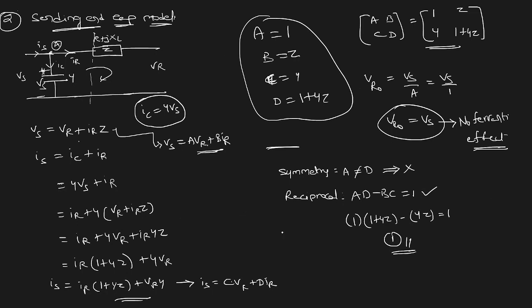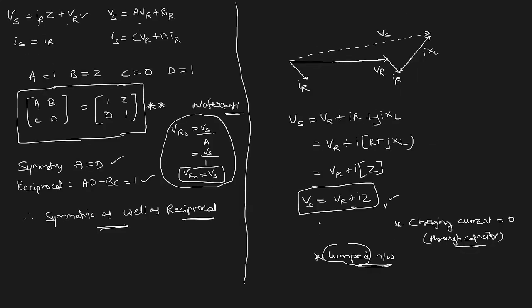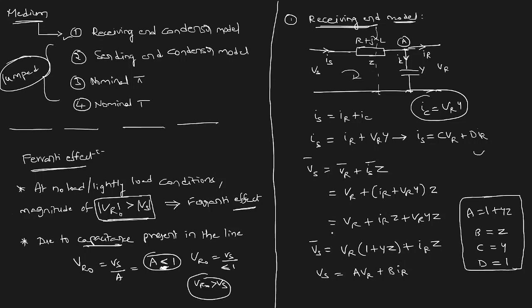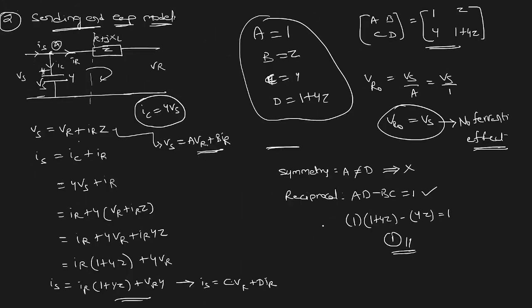And next, we can also conclude that medium lines are also lumped parameter. Short lines as well as medium lines are lumped. Only long lines are distributed networks. We already saw what is lumped and distributed, so no need to discuss this again. We don't want to divert our topic. We are in a discussion to prove whether the circuit has symmetry, whether it has the Ferranti effect or not, and whether the circuit is reciprocal or not. These are the three conditions we are about to prove.